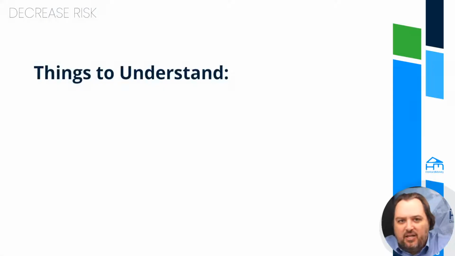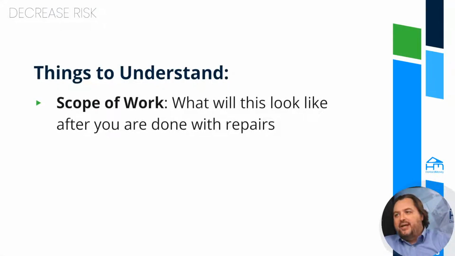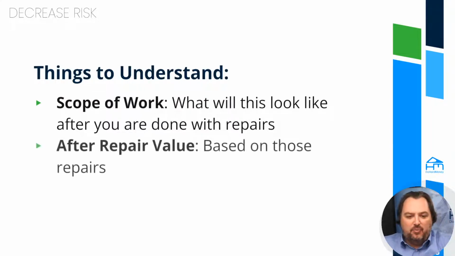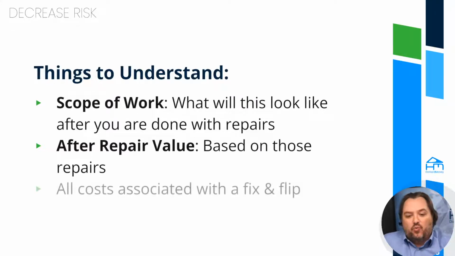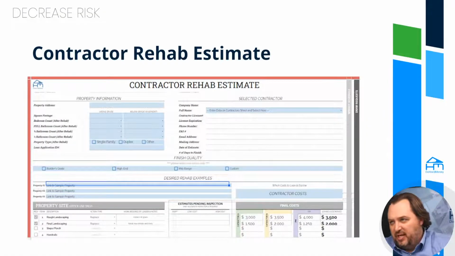That's the number one key we need to be talking about here. So there's a couple things to understand. One, scope of work. What will this property look like after you've done the repairs? That's going to also get us into what's called after repaired value, which is based on those repairs. All the costs associated with fix and flips is what we're going to be getting into here as well.